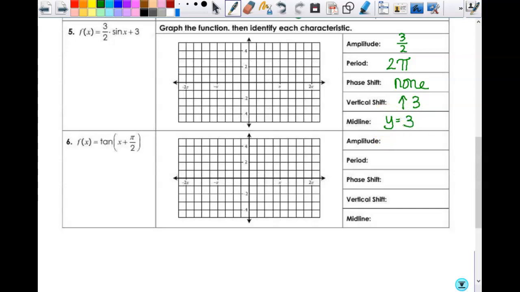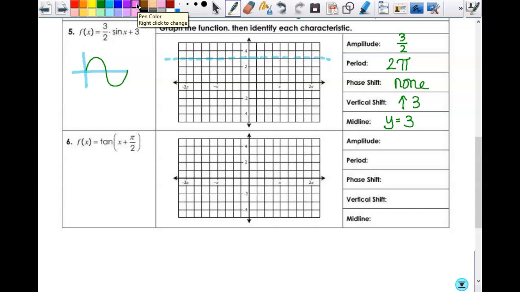All right, so the first thing I'm going to do is draw in my midline. So go to y equals 3, draw in that midline. That is my new x-axis. I treat it like the x-axis, and if I do it that way, that takes care of the vertical shift. You don't have to worry about counting or anything like that. It's just already shifted up some. All right, so then the next thing I would do is draw in a little graph of my parent function here. This is sine, so it's going to look like this.